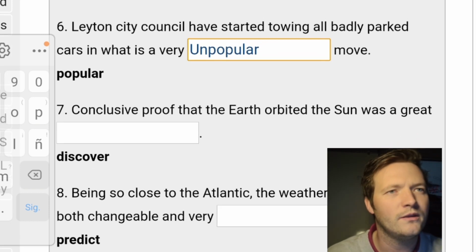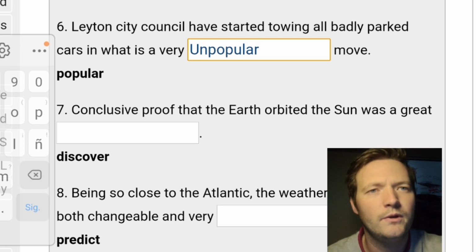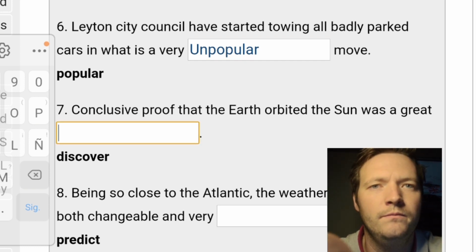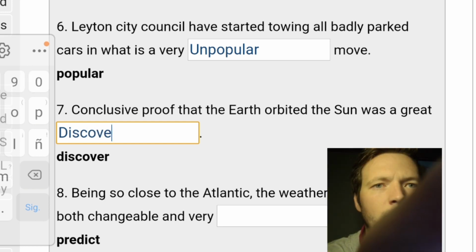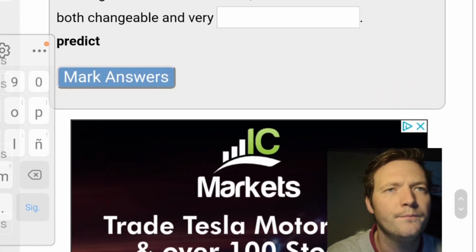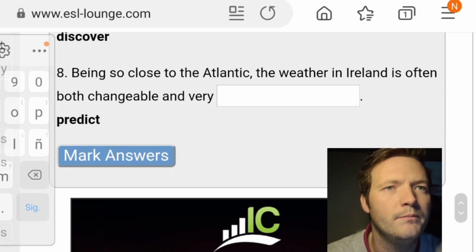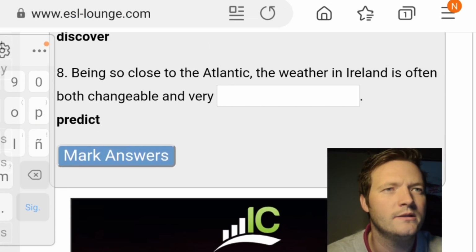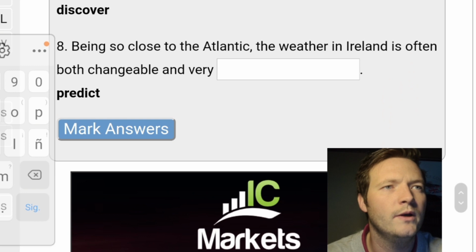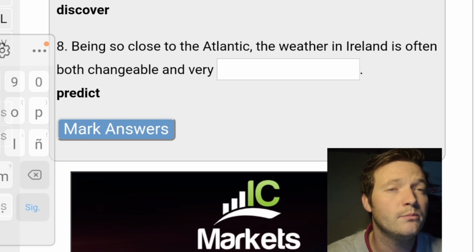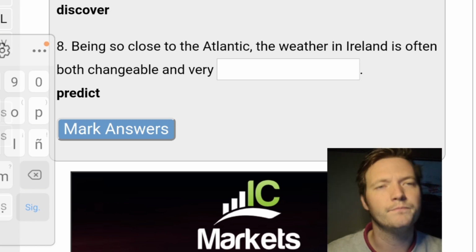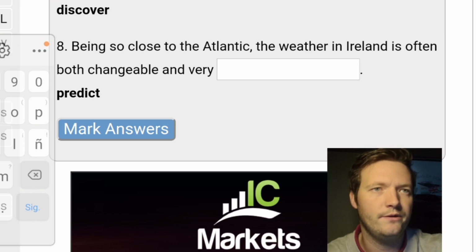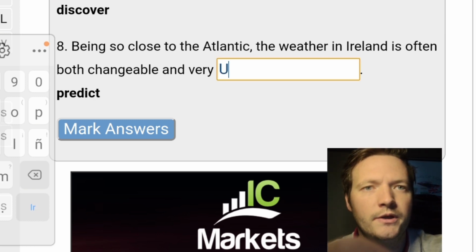Number 7. Conclusive proof that the Earth orbited the Sun was a great discovery, I think. No? There you go. Okay. Being so close to the Atlantic, the weather in Ireland is often both changeable and very predictable. No, it's changeable, so it is very unpredictable.